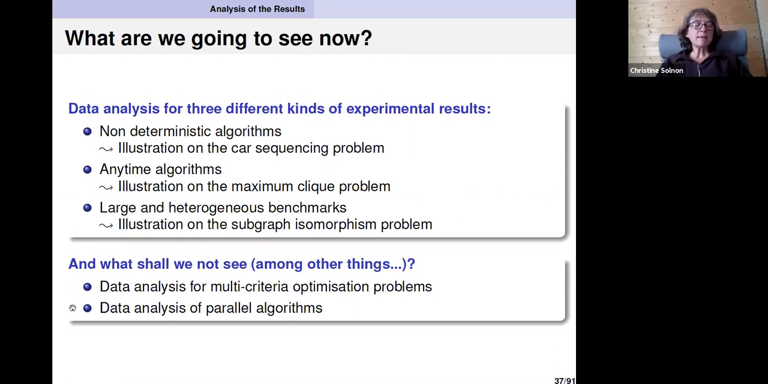There are many other things that we should have discussed today, but we simply don't have time to discuss everything. But just to say that when you have multi-criteria optimization problems, then we use very different performance measures. And also when we analyze data for parallel algorithms, we also have to consider different measures.